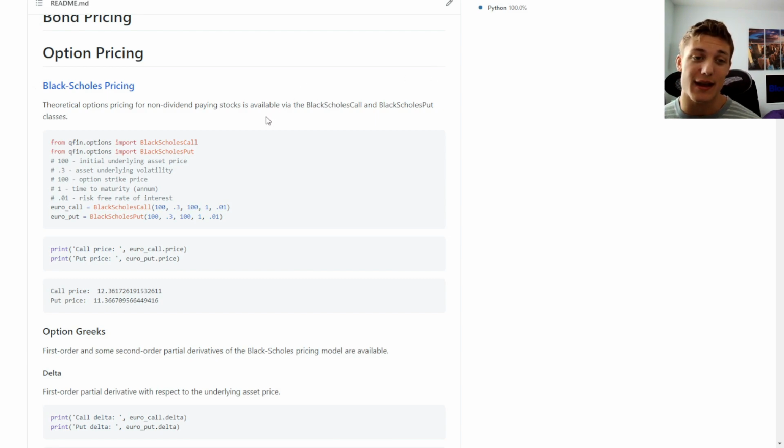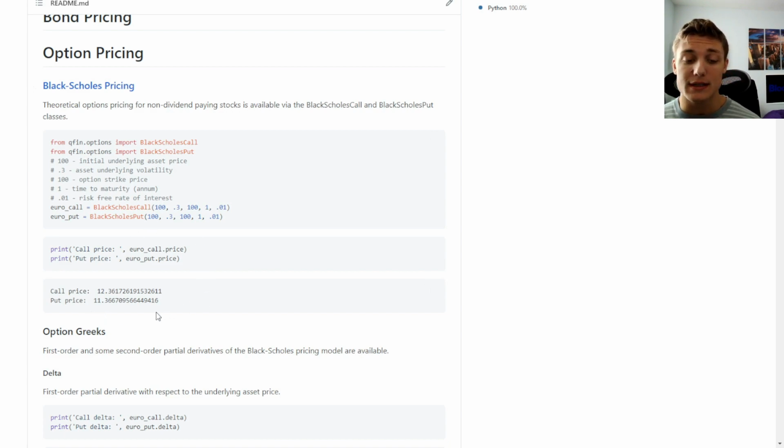For starters, we have Black-Scholes pricing. This is based on Black and Scholes, shockingly enough, from their 1973 paper, their closed form solution to European call and put pricing, based on an underlying stochastic process, geometric Brownian motion, which we will talk about in a moment. But for now, you can instantiate a Black-Scholes call or a Black-Scholes put, provide the five parameters, and then you will end up with your appropriate price.